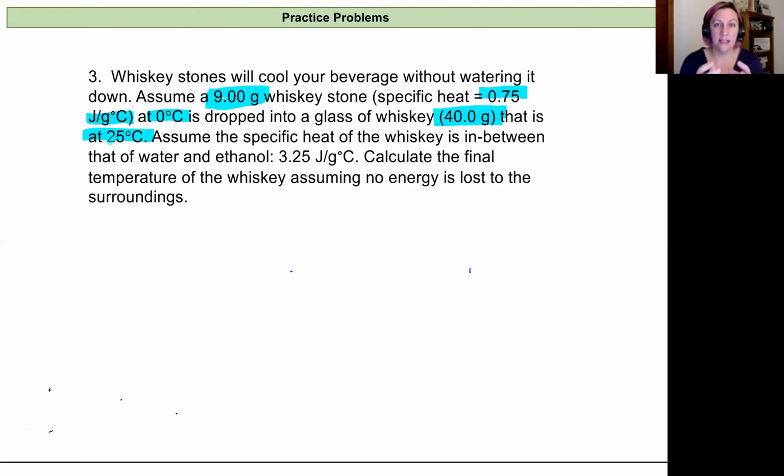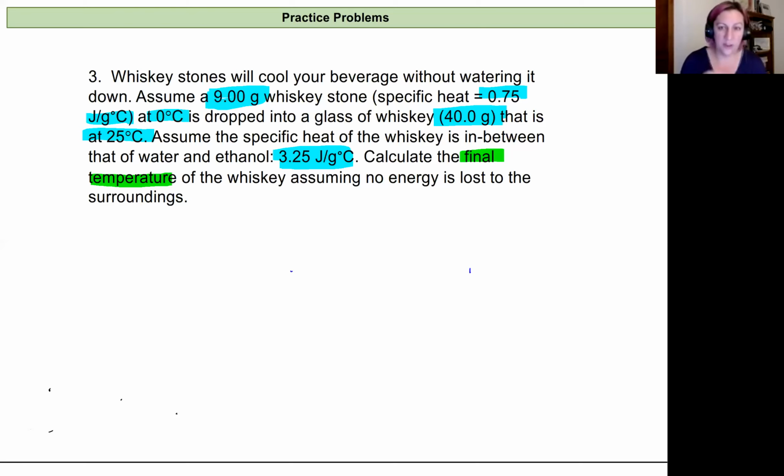And since it's a combination of water and ethanol, we're actually just going to do an estimate rather than experimentally determine the specific heat of it. And so we're going to place it somewhere in between the two and call it 3.25 joules per gram degrees Celsius. And the goal here is to calculate the final temperature of the whiskey and it'll be the stone as well.